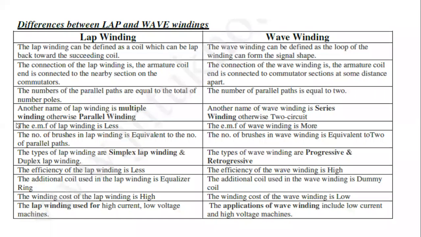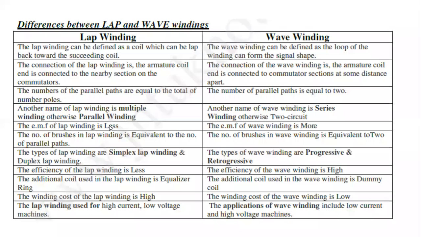At some distance apart, the number of parallel paths is equal to the total number of poles. That means A is equal to P in lap winding. In wave winding, A is equal to 2, that means parallel paths is equal to 2. Another name for lap winding is the multiple winding or the parallel winding. Another name for wave winding is the series winding.